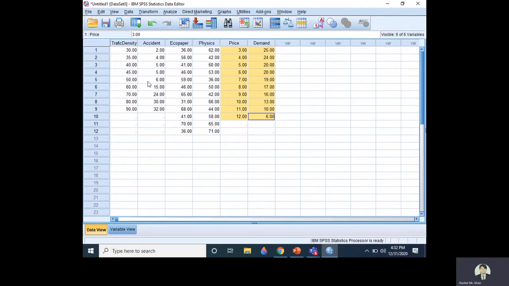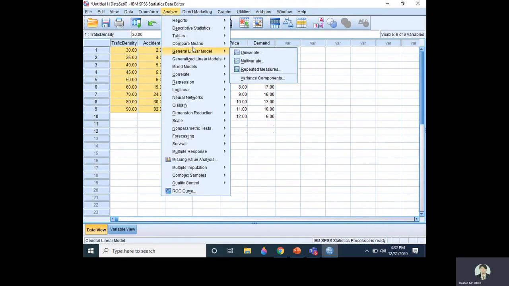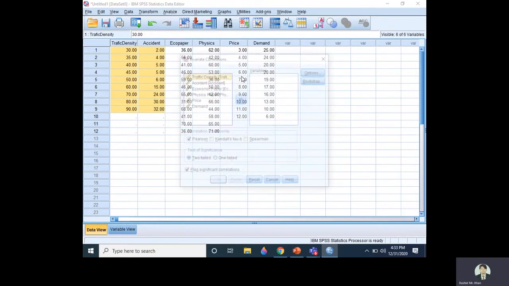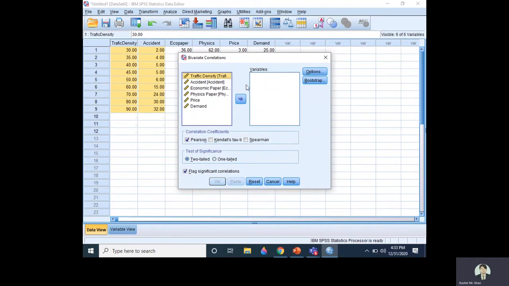So now let's start, and we analyze this data using the correlation coefficient R. The first step is to click here, Analyze. Next is Correlation and Bivariate. Okay, so now here we are checking the relationship between the two variables. The first is traffic density and the second is accidents.